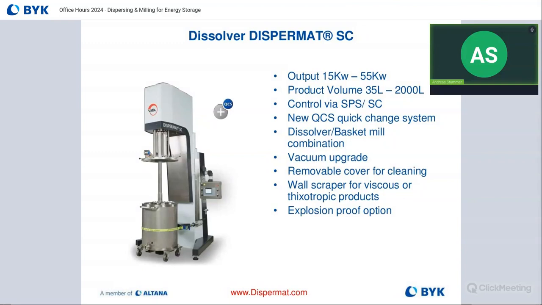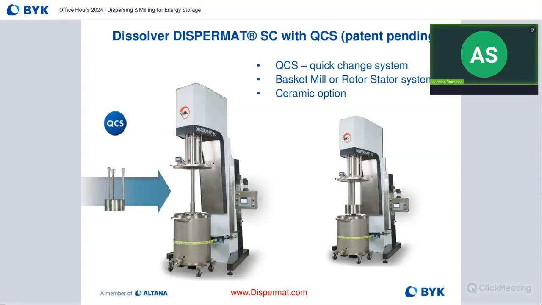And then we move into a little bit of a production scale overview. So here is the Dispermat SC. We can go up to about 2,000 liters of product volume. Again, we have the quick change system, that bayonet style, where we can move from a dissolver to a basket mill on one machine. We can also add a wall scraper. We can do the vacuum or nitrogen upgrade, all available with our production scale equipment.